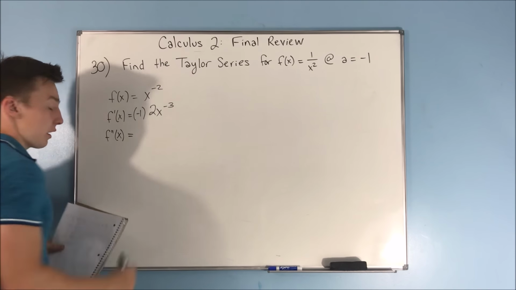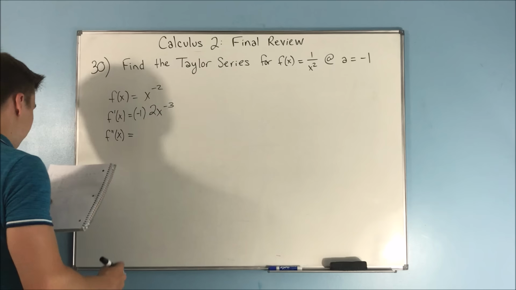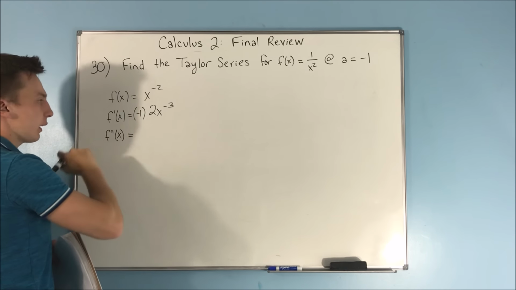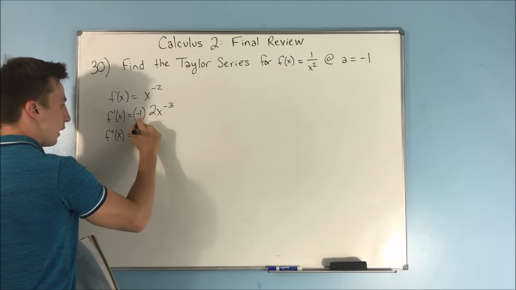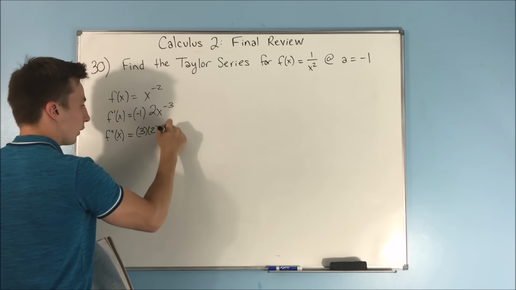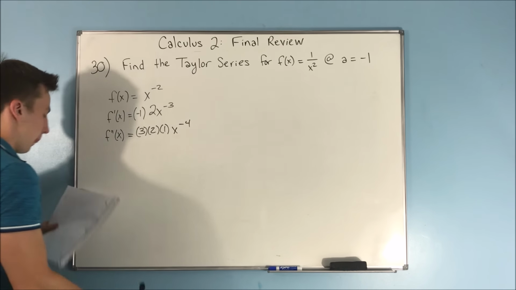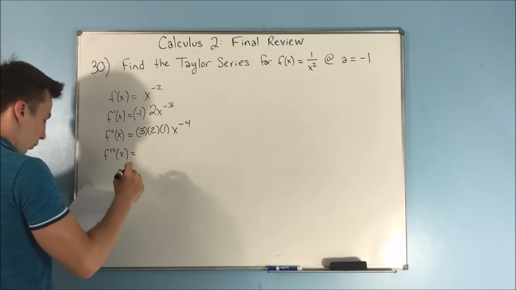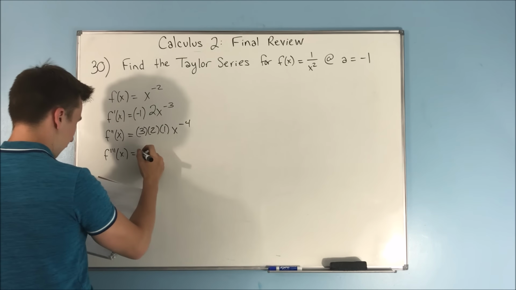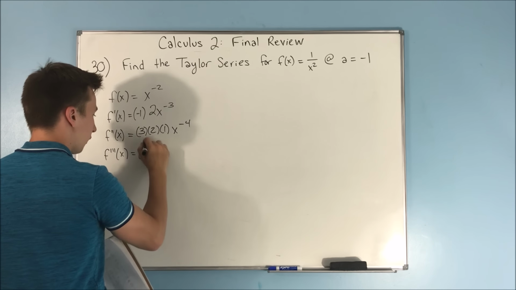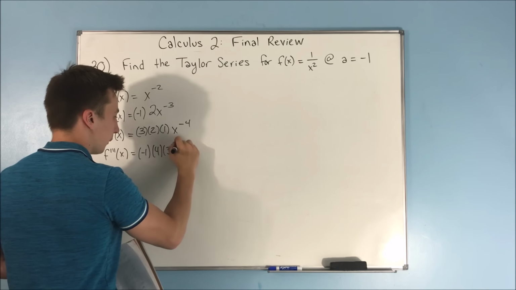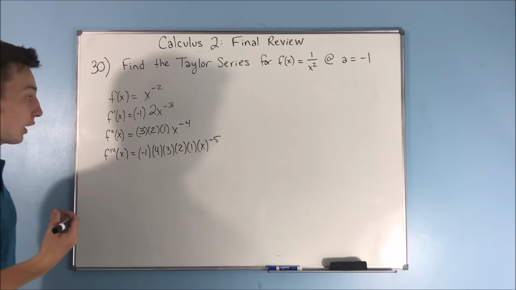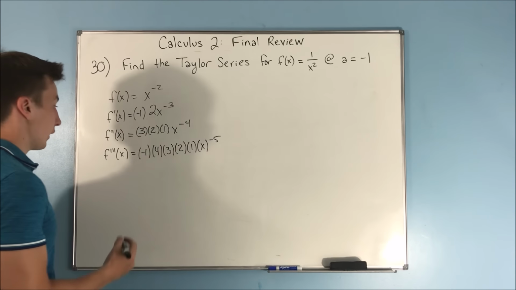Because remember, we're looking for a pattern here. When I take the double derivative, I have this negative 3 come down and cancel out this negative 1. So right now I have basically 3 times 2 times 1 times x to the negative 4. When I take the third derivative, I end up with a negative 1 times 4 times 3 times 2 times 1 times x to the negative 5. And now you can start to see the pattern. It becomes really obvious.